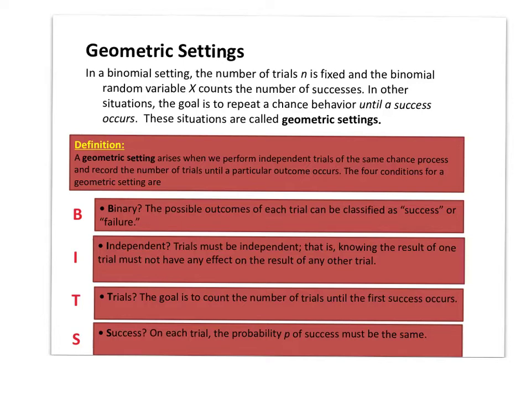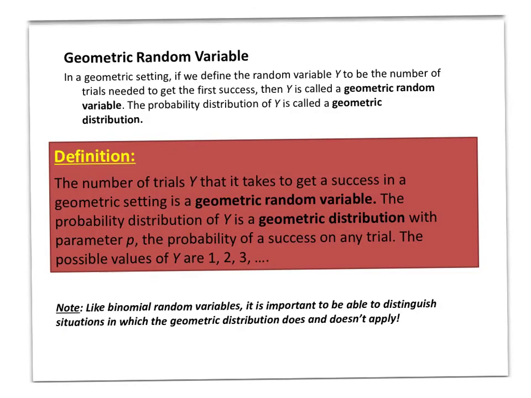This is the number of trials you're going to go until the first success occurs. And then S, success: each probability of success must be the same. So we do use the mnemonic device BITS to help us remember that. It's sort of like BINOM for a binomial situation. So once again, a geometric random variable is the probability of a certain event happening until the very first success, until Kobe Bryant makes a free throw or misses a free throw. Those kinds of situations are geometric.